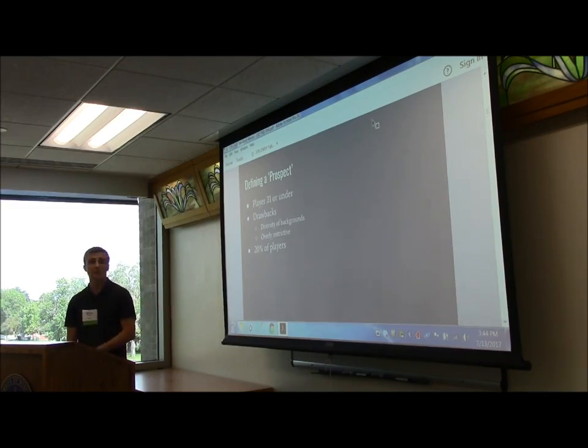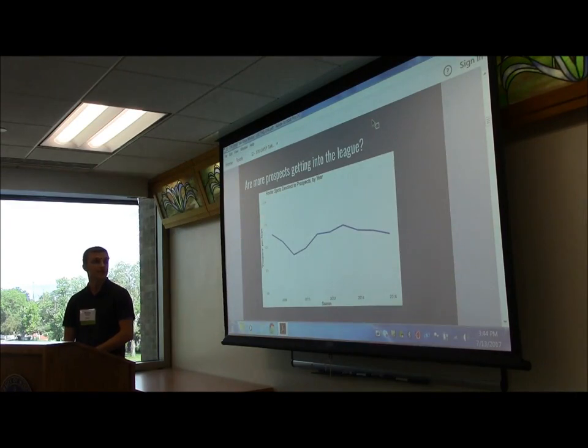So like I said, we might expect more of these players given the increased investment we're seeing from MLS teams. It turns out that's not the case. So this is the number of prospects per team, the number of players 21 and under per team by year. And I'm doing it per team, right, because we have expansion and contraction.